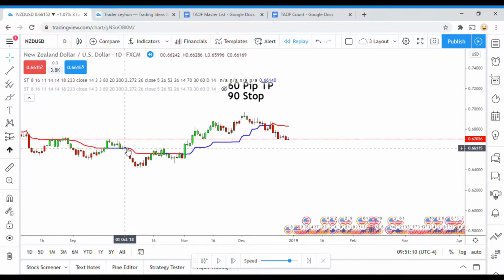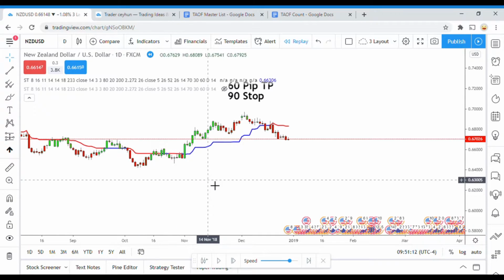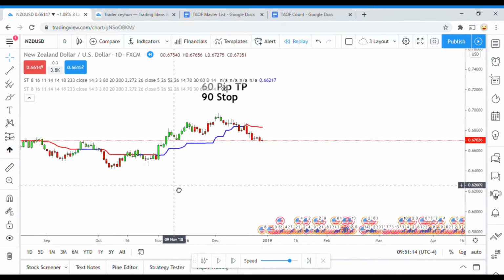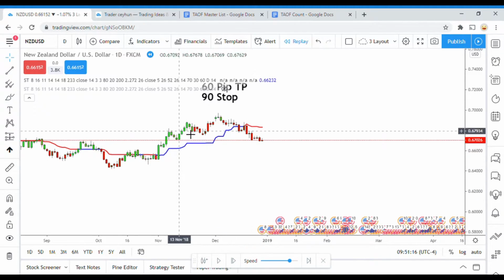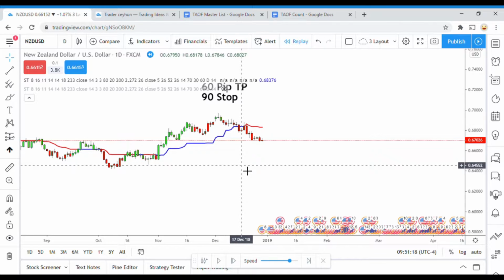Green being long, and red being short. And so that's how I'm going to trade it today. We may dig into this one a little bit further if I can get some more information on exactly how it should be traded.